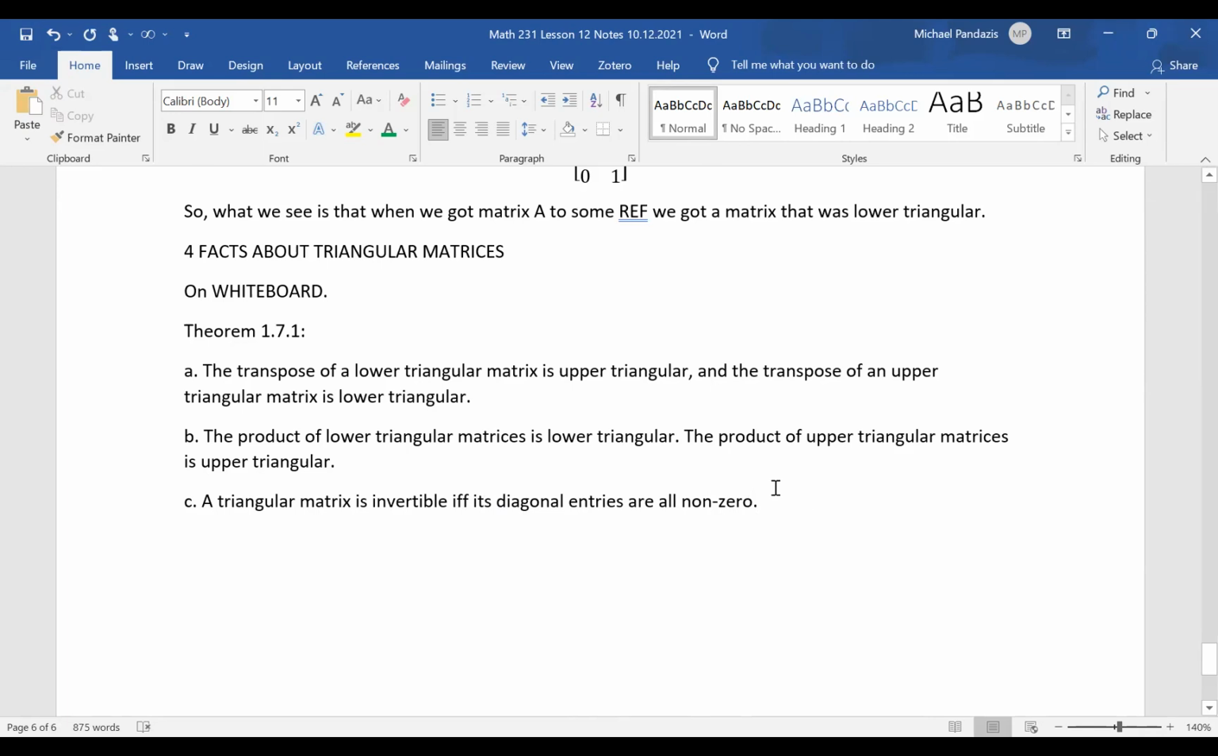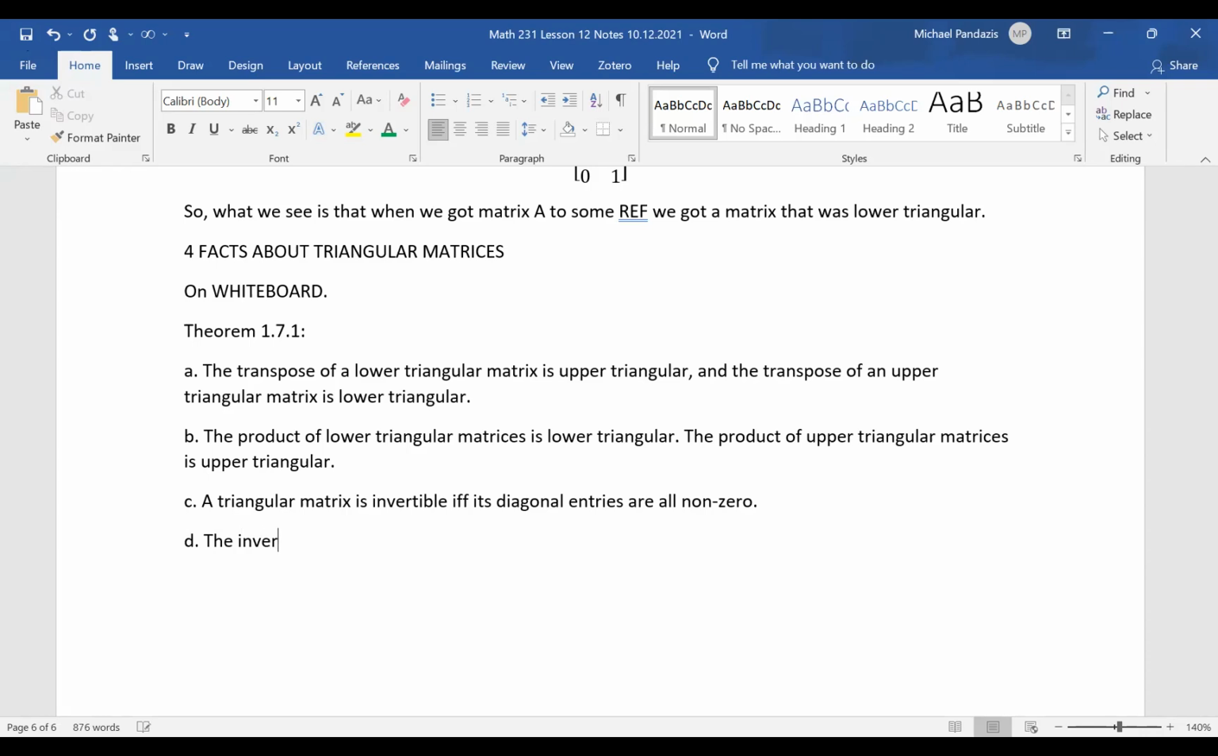This is different than when we talked about a diagonal matrix, right? For a diagonal matrix, we found a diagonal matrix is invertible if and only if all of its diagonal entries are non-zero. Here, instead of a diagonal matrix, we're talking about a triangular matrix. And so here we're saying a triangular matrix is invertible if and only if its diagonal entries are all non-zero. So it extends to not just diagonal matrices, but also to triangular matrices.